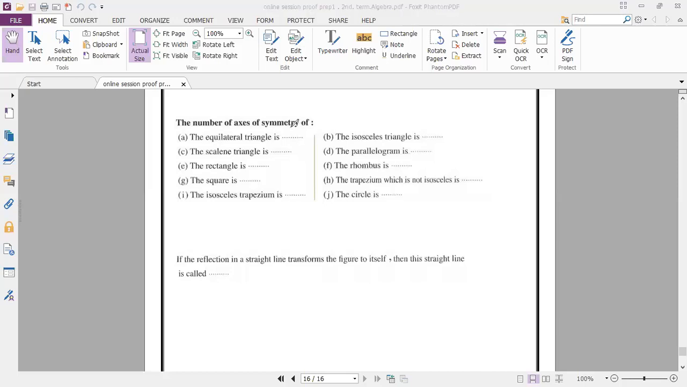The number of axes of symmetry of the equilateral triangle is 3. The isosceles triangle has 1 and the scalene triangle has 0. The parallelogram has 0 axes of symmetry and the rectangle has two lines of symmetry. The rhombus has two lines of symmetry, and the square has four lines of symmetry. The trapezium, which is not isosceles, has 0 lines of symmetry, and the isosceles trapezium has 1, and the circle has an infinite number.